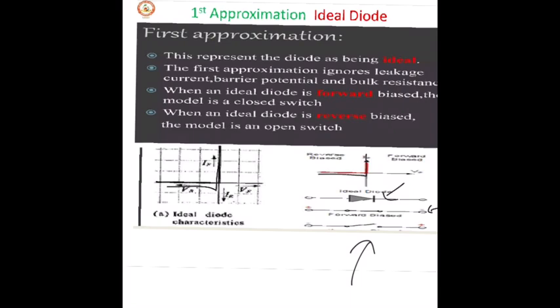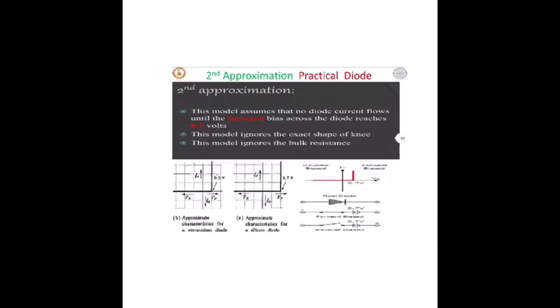Okay, next we shall study what do you mean by practical diode. So practical diode, it is a model that assumes that no diode current flows until the forward bias across the diode reaches 0.7 volts. This model ignores the extra shape of the knee. You know how the diode was conducting in the silicon channel. It used to conduct in this way, with the shape of the knee. Exactly, it ignores that. You will get a straight line once it reaches a conducting point.